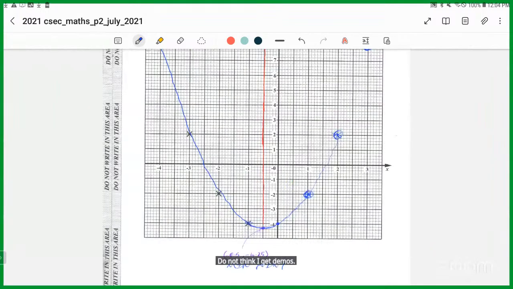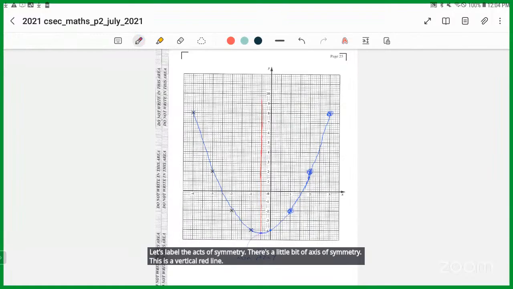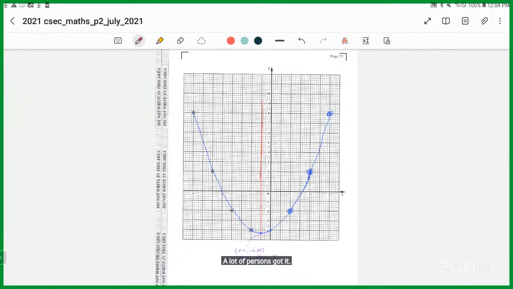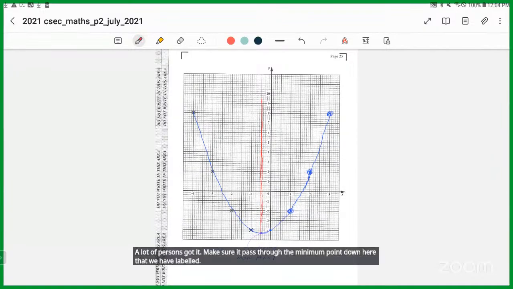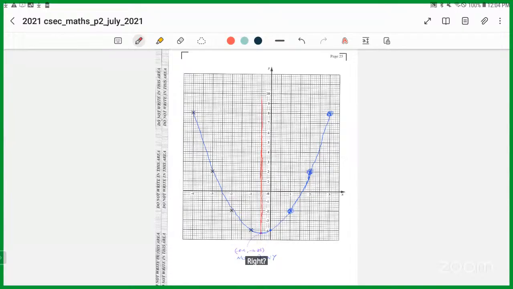Let's label the axis of symmetry. This is the vertical red line. A lot of persons got it. Make sure it passes through the minimum point down here that we have labeled. Right? And let me extend it all the way up here so I can label it.